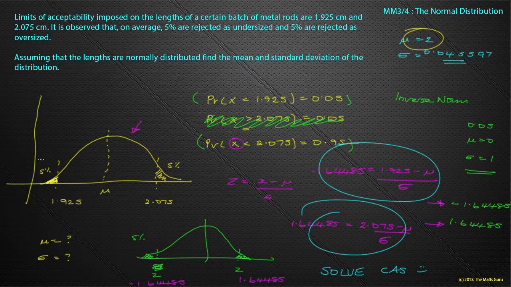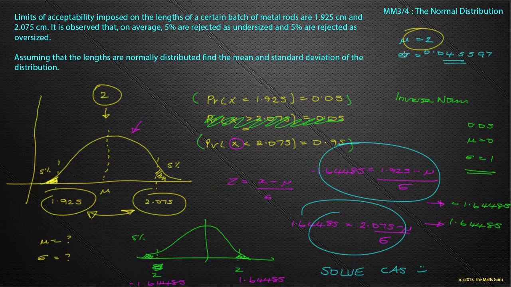Bearing in mind this distribution is symmetrical, and I know the bottom 5% is at 1.925 and the top 5% is at 2.075, if I add these two together and divide by 2, that gives me my value of mu, which does equal 2. So it was nice to have some clarification, but also useful to look at how to get from x, in your normal distributions, into your z-scores to find out means and standard deviations.